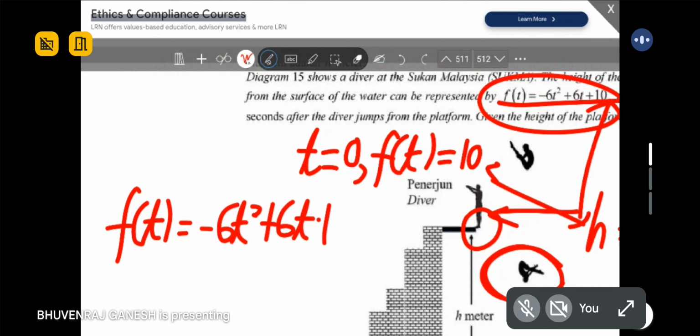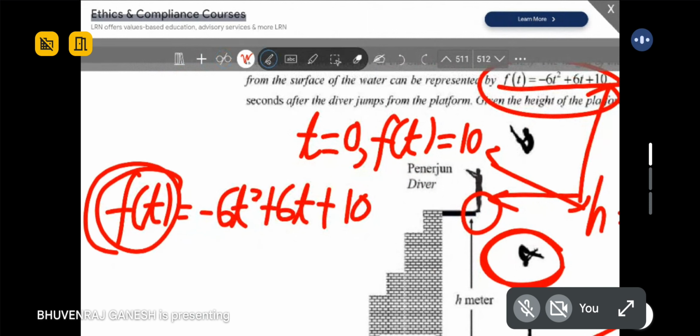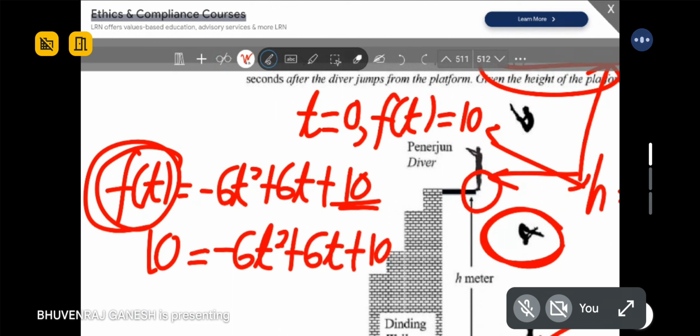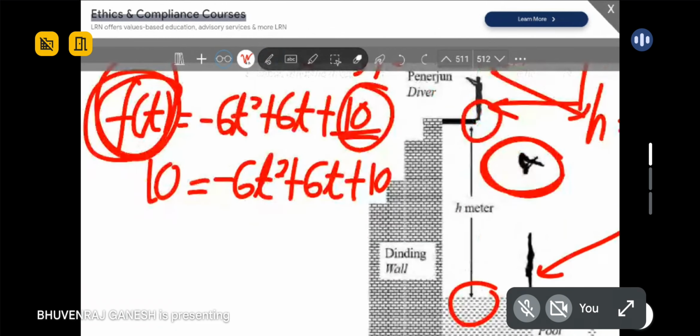So now they say that the height of diver is same as the height of platform. So height of diver is actually the FT. What is the height of platform, guys? Ketinggian platform 10, kan? So now my FT is also equal to 10. That is the meaning of the question. Height of diver same as height of platform. This one platform, this one diver. Okay? So you guys just solve for T.